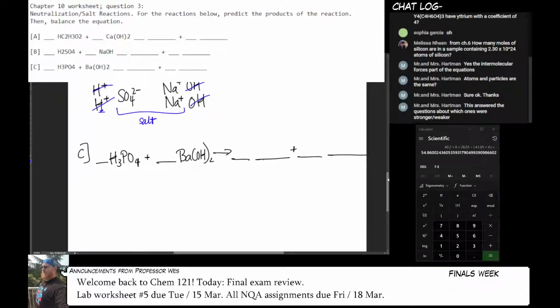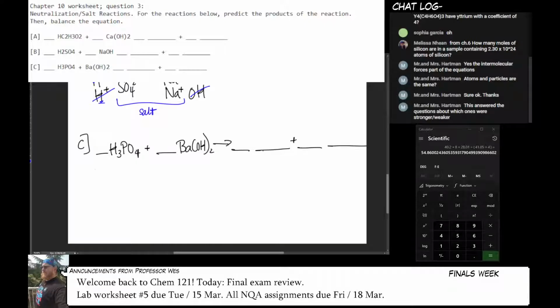I'm going to need a little more space for that. There we go. So same thing as before. We'll just split this into all of its pieces. So there's my phosphoric acid. And then my barium hydroxide here. So I've got 1, 2, 1, 2. So here's some water I can create.